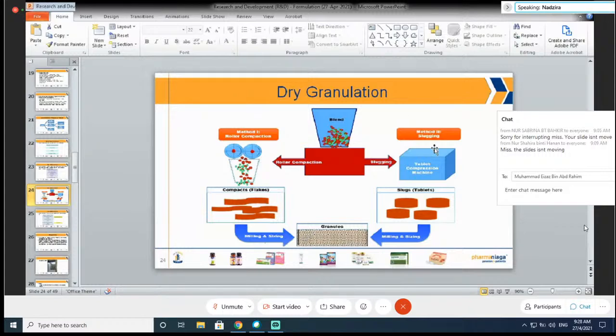Meanwhile, the slugging method uses a heavy-duty tablet press to compact the dry blend to form the slug, a tablet of big diameter. Then after that, the slug will be milled to reduce the size to form the granules. Then we proceed with the compression.